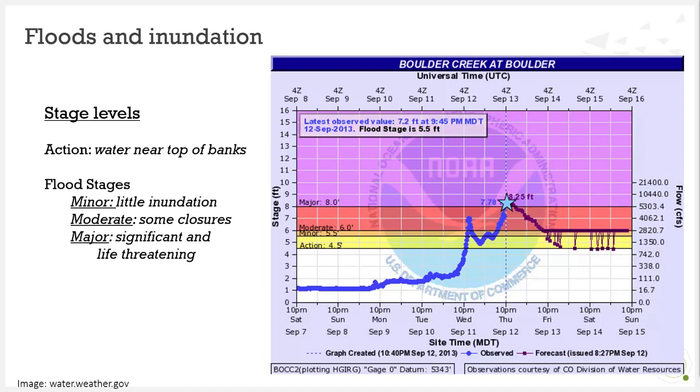Lastly is the record flood stage. This is the level at which the river is at its highest it's ever been since records began for the area where the stream gauge is located. This does not necessarily imply a major flood. Some areas have just never experienced major flooding, and thus a record stage is not that high.